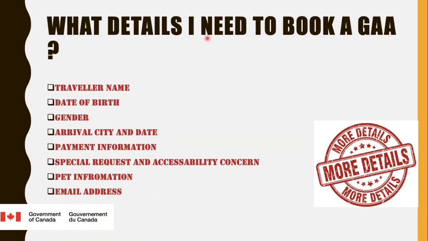Let's talk about the details which are required to book a government authorized accommodation. The very first things are your name, date of birth, gender, the arriving city you are going to, the date of arrival, and your payment mode. If you want any special arrangement, you can specify it in your booking. Moreover, if you have a pet, then don't forget to check whether the hotel is pet friendly or not, and your email address.